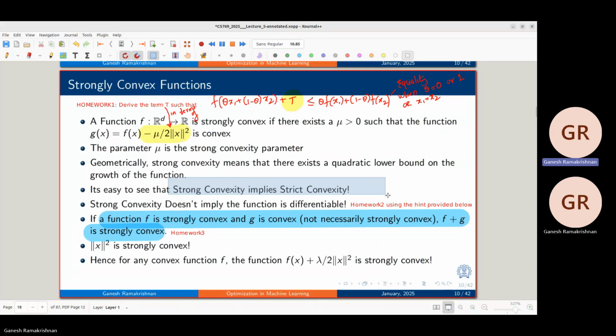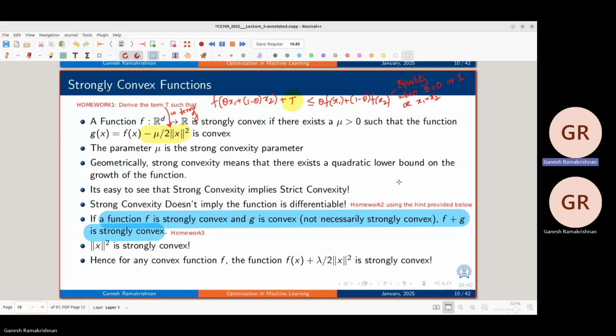Strong convexity implies strict convexity. Some other interesting properties I also highlight here. To show that one implies two, you will need to write strong convexity slightly differently as well. So please do that as a homework exercise.